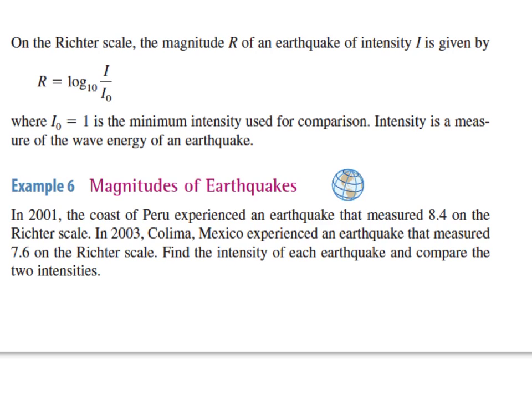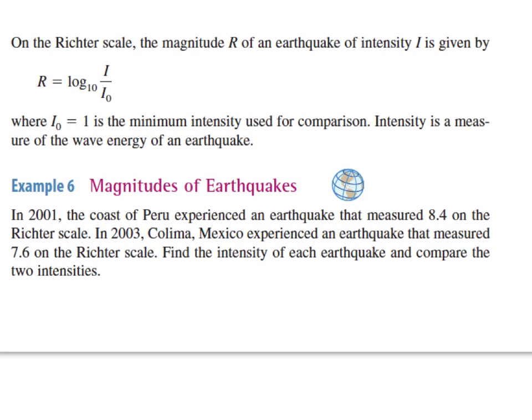But it says here, in 2001, the coast of Peru experienced an earthquake that measured 8.4 on the Richter scale. In 2003, Colima, Mexico experienced an earthquake that measured 7.6 on the Richter scale. Find the intensity of each earthquake and compare the intensities. So notice here there's a difference of 0.8 on the Richter scale. Let's look at the intensities though.